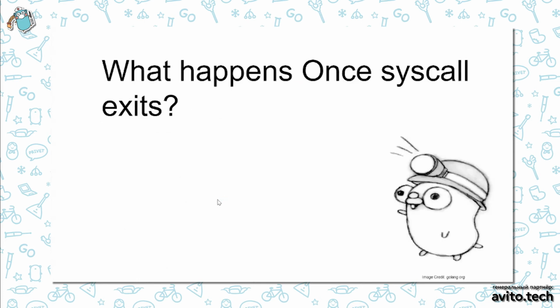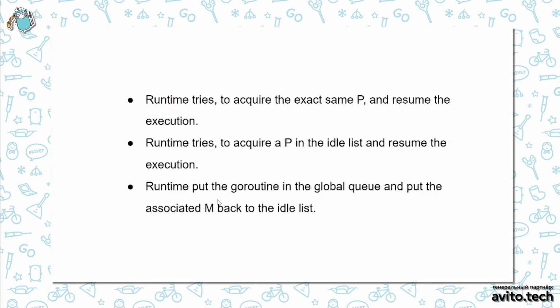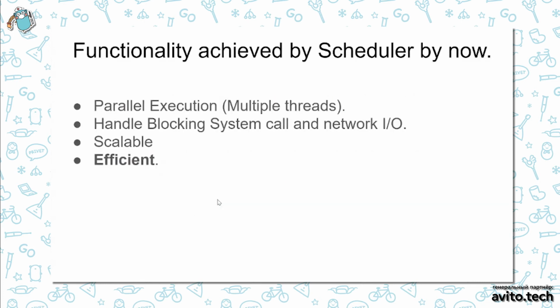What happens once the system call exits? The runtime first tries to acquire the existing P and resume the execution. The runtime will also try to acquire a P from the idle list and resume the execution. Else the runtime will put the goroutine in the global queue and the associated M back on the idle list. So by now we have a scheduler that is parallel, that can handle blocking system calls and network IO, and is scalable and efficient.